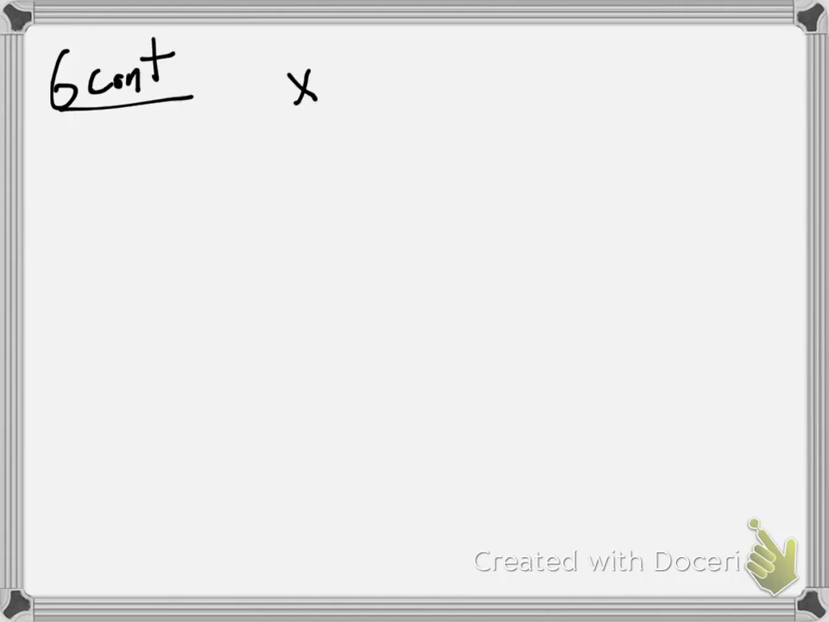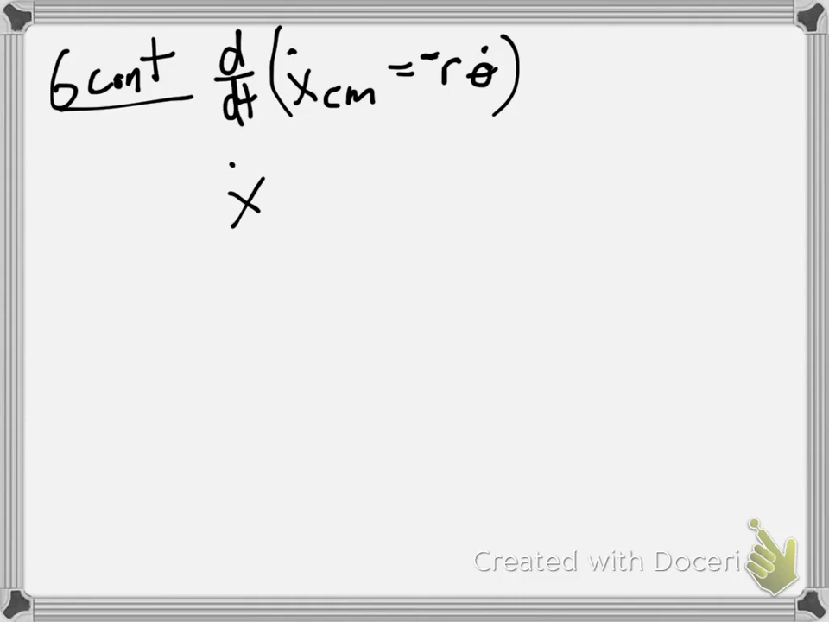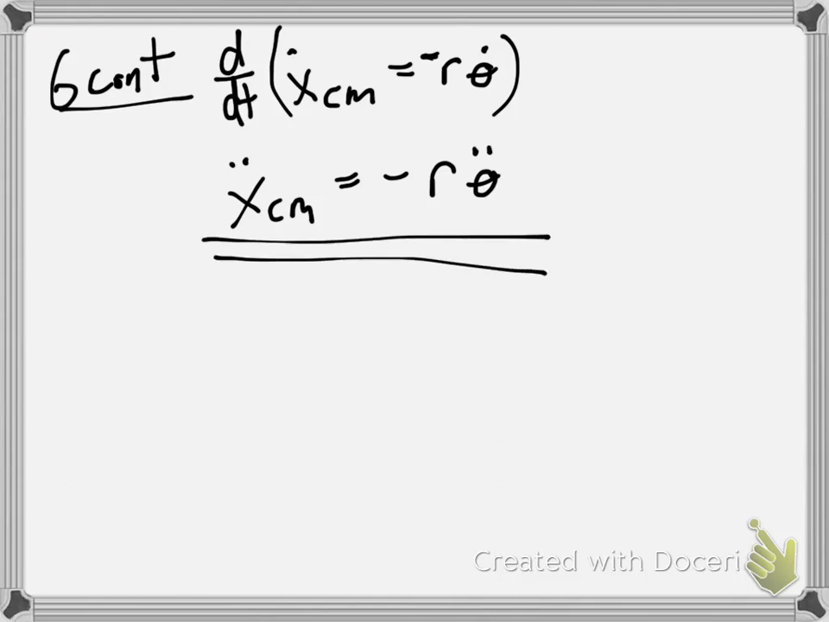So x dot of the center of mass equals minus r theta dot, getting the r theta dot on the other side. Then I simply need to take the time derivative of this function to yield that x double dot of the center of mass is equal to minus r theta double dot. That is my constraint equation. Now I have 4 equations, 4 unknowns.